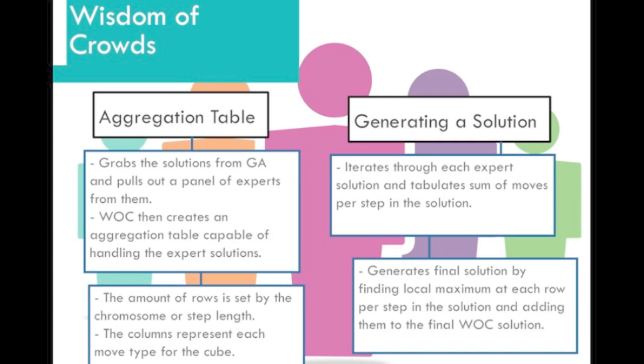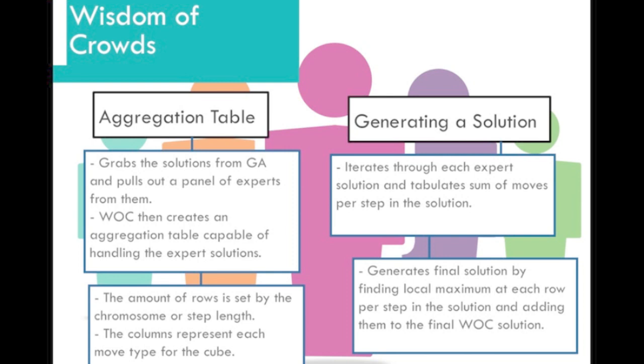Wisdom of crowds. For us to be able to do a wisdom of crowds, we have to aggregate the expert solutions. So from the genetic algorithms, we pull out a panel of experts from them. Those panel of experts are iterated step by step to create an aggregation table.